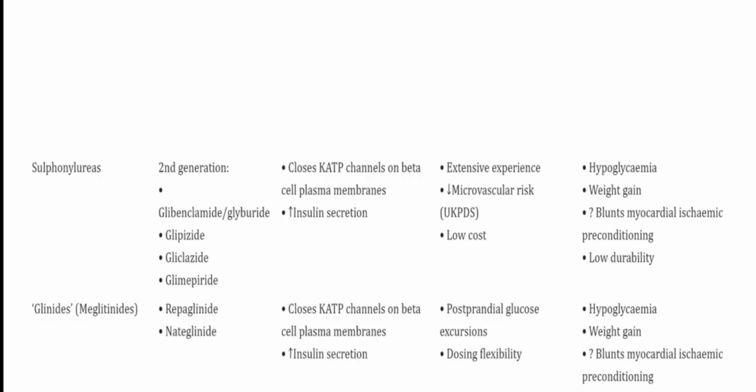The next class is the glinides, or the meglitinides. Examples include repaglinide and nateglinide. These close potassium ATP channels on beta cell plasma membranes and increase insulin secretion. Advantages include reduced postprandial glucose excursions and dosing flexibility. Side effects include hypoglycemia, weight gain, and possible blunting of myocardial ischemic preconditioning.